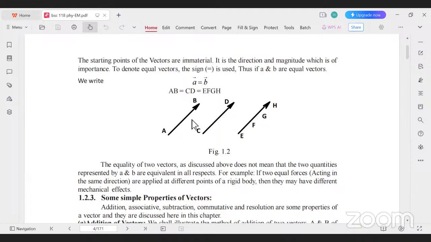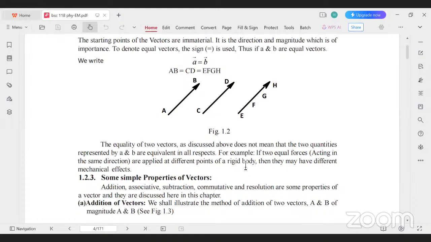The direction will be in one way. So if I'm taking a curve, still it goes in a straight line in the curve this way, this way. Understand? So what I'm talking about: if two equal forces acting in the same direction are applied at different points of a rigid body, they may have different mechanical effects.